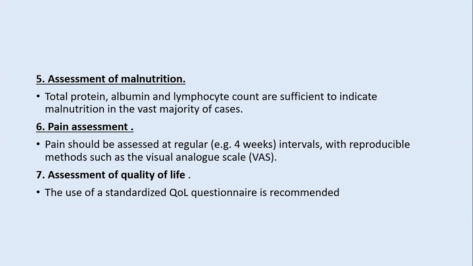Assessment of malnutrition is also important because malnutrition hampers the healing of ulcers. So measure the total proteins, albumin, and lymphocyte count to document malnutrition. Pain assessment is important because we may have to make the patient comfortable, and pain assessment should be made regularly, at 4 weekly intervals, with a reproducible method like a visual analog scale. Then assessment of quality of life should be done initially and after 4 weeks with a standardized QOL questionnaire.